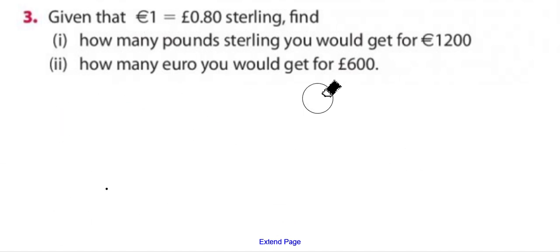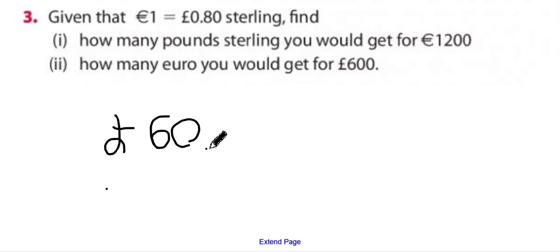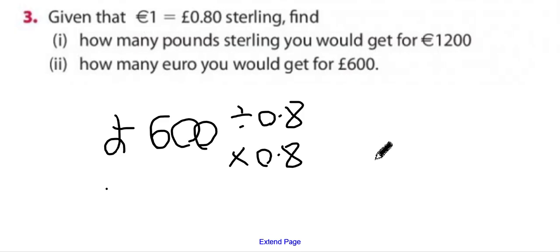For question 2, we have UK. It's 600 sterling. Now, what do we think has to happen if it gets changed to euro? Does the number get bigger or smaller? So run both options. Divide it by 0.8 and multiply it by 0.8. And whichever one results in a larger number, because euro is always a larger number than sterling, is the correct answer. Pick whichever one results in a bigger number.